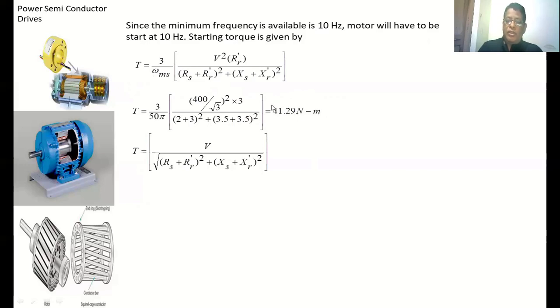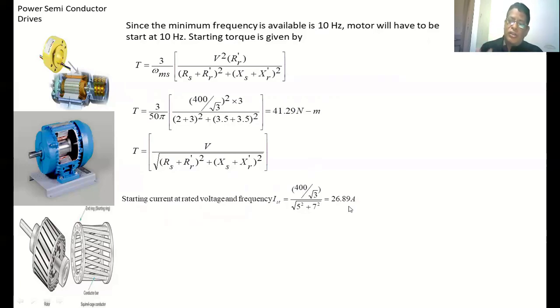We apply the rated voltage and rated frequency. So this is the expression for the starting current taken by the induction motor. This is not a T, this is I. This is the starting current taken by the induction motor if you apply the rated voltage and frequency. Substituting all the values, you get 26.89 ampere.